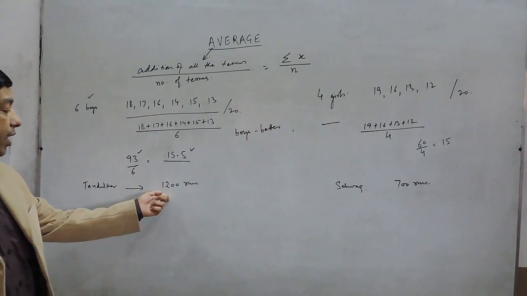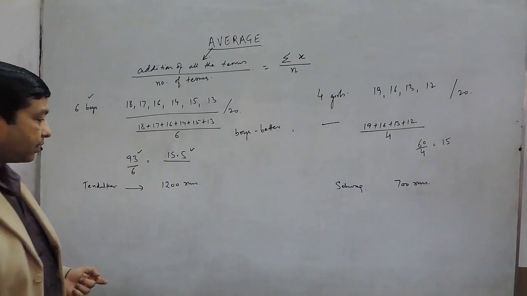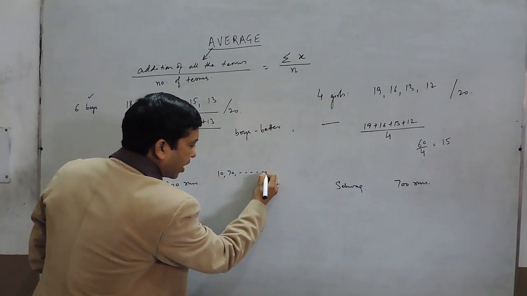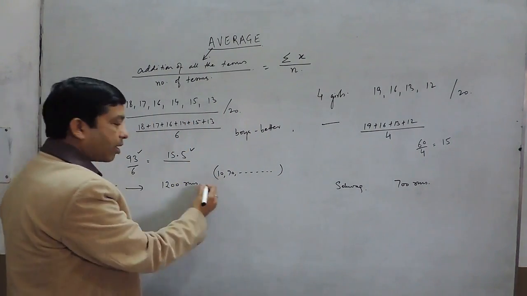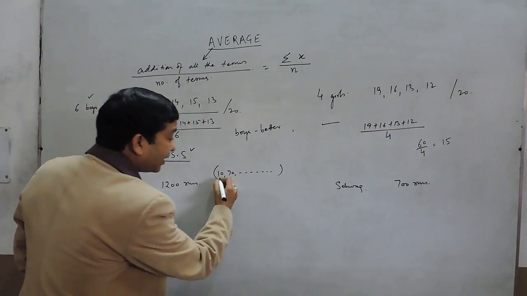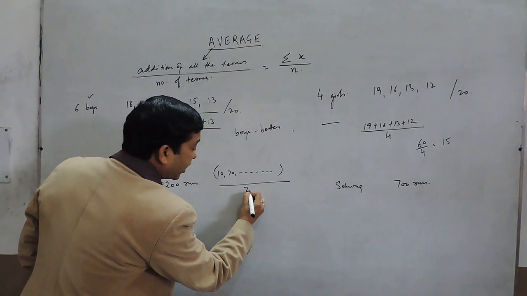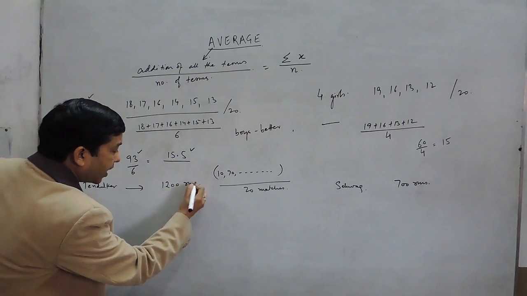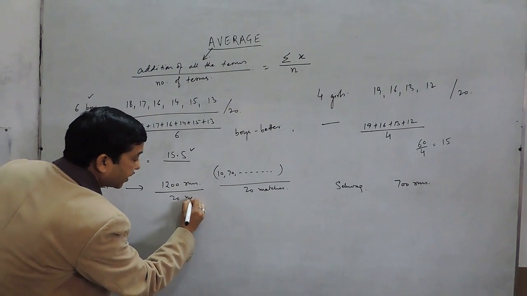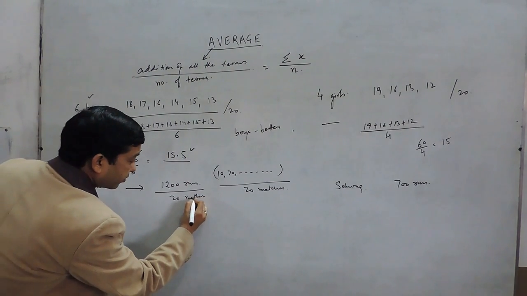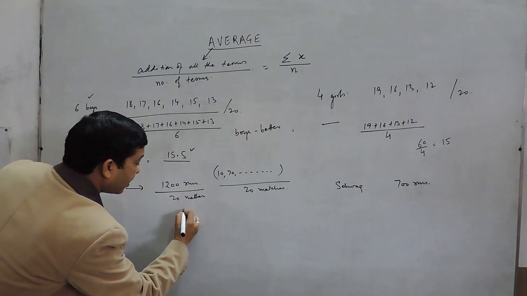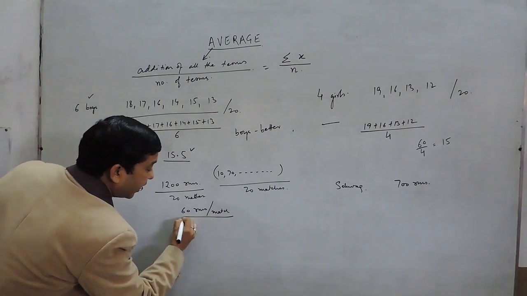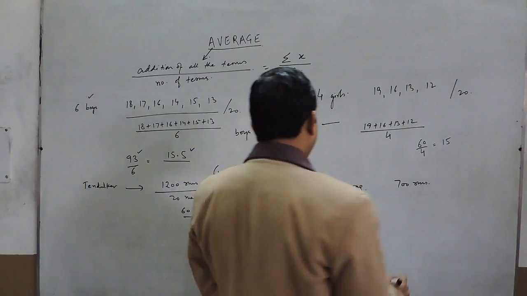Now I know that he is not scoring 1200 runs in one match. Definitely, suppose in the first match he scores 10, then 70, and so on, and there is a total of 1200 runs which he has scored. But these 1200 runs he is scoring in 20 matches. So we are saying 1200 runs divided by 20 matches comes out to be 60 runs per match. He is scoring 60 runs per match.